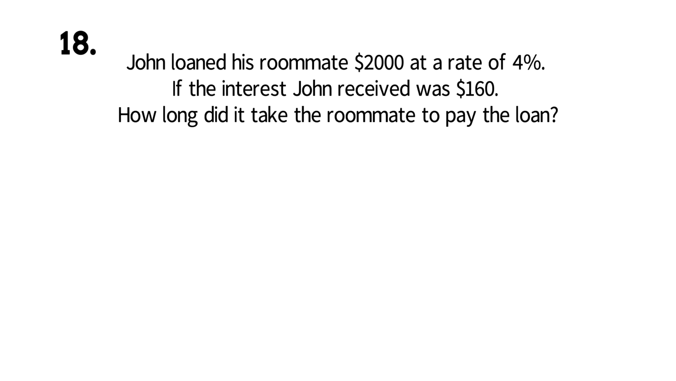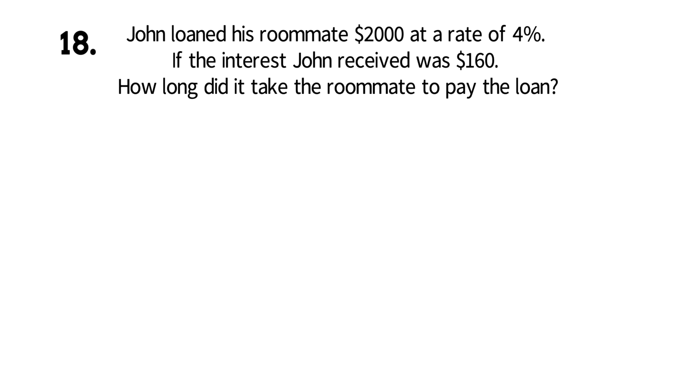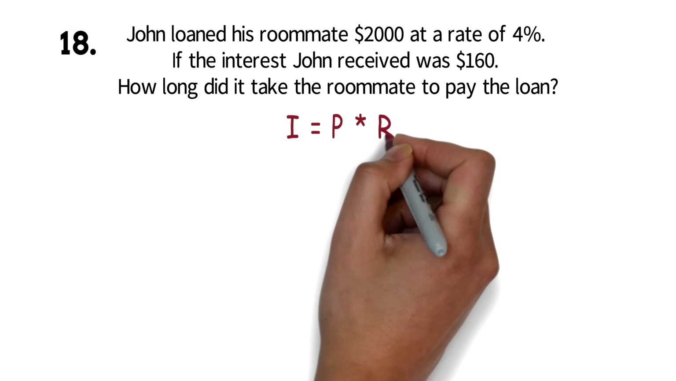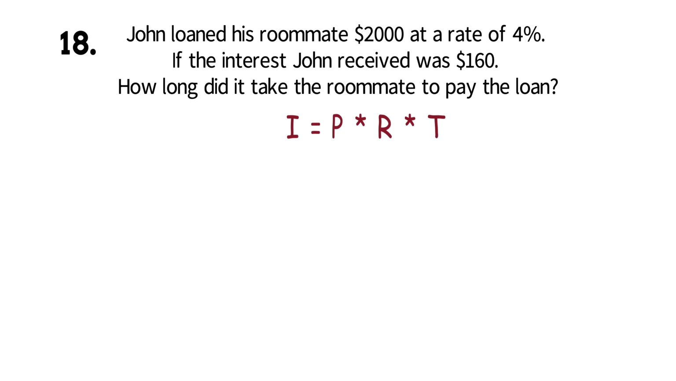John loaned his roommate $2,000 at a rate of 4%. If the interest John received was $160, how long did it take the roommate to pay the loan? This is another common kind of word problem. This is a simple interest question. The formula for finding simple interest is the principal times the rate times the time.